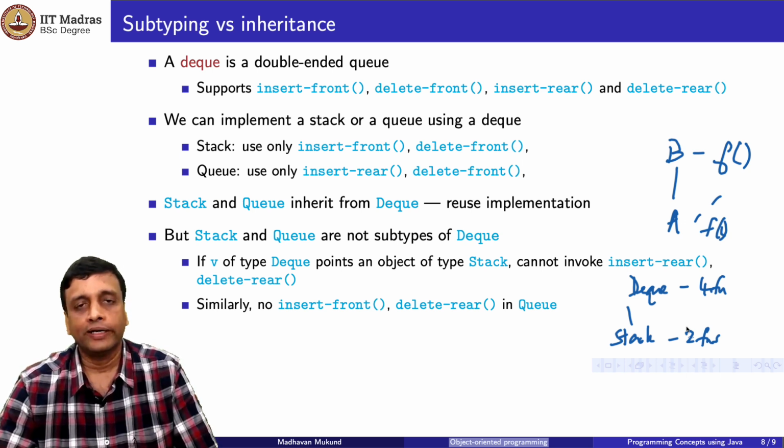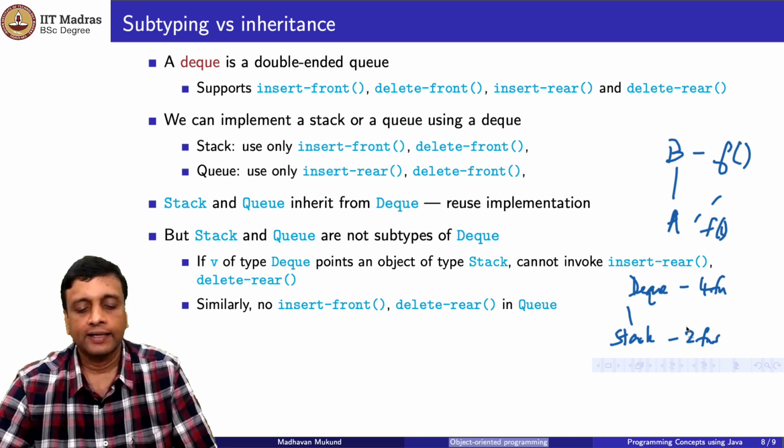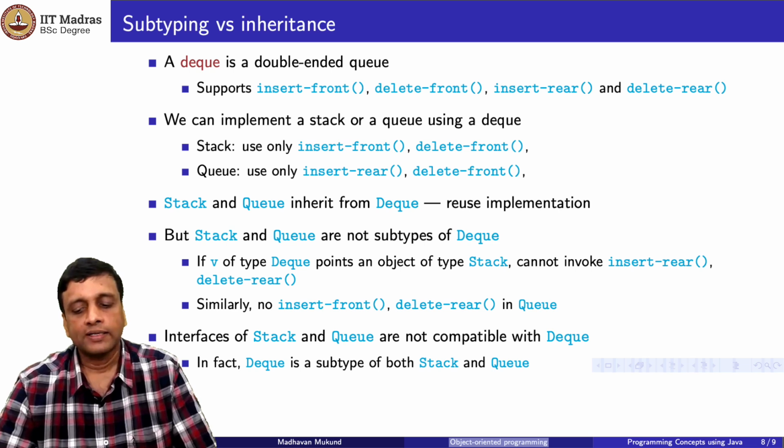So a stack has less functionality than a deck, so it cannot be a subtype of deck, even though it inherits from deck in the sense that we can use an implementation of deck to implement stack. And the same is true of queue, right? Queue also has only 2 of these things. It has an insert rear and a delete front. So if I want the opposite ones, if I want to insert in the front and delete in the rear, I cannot do it on a queue. So in this way, we can see that the interfaces of stack and queue are not compatible with deck.